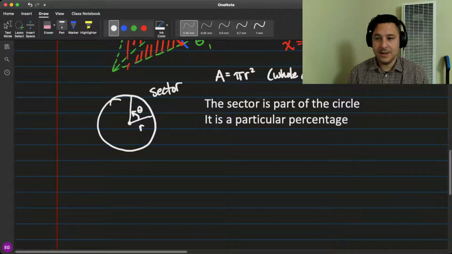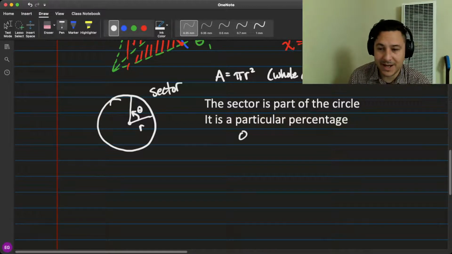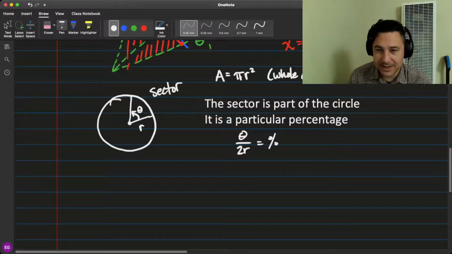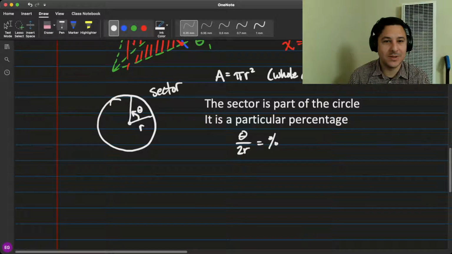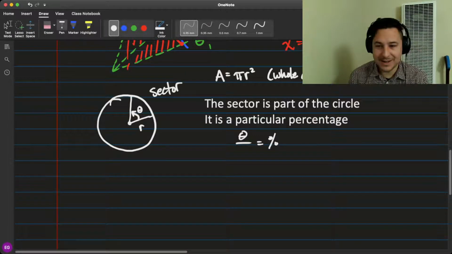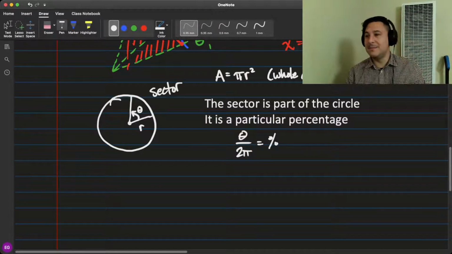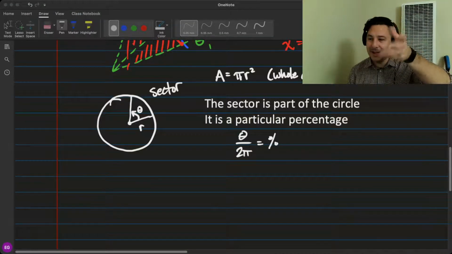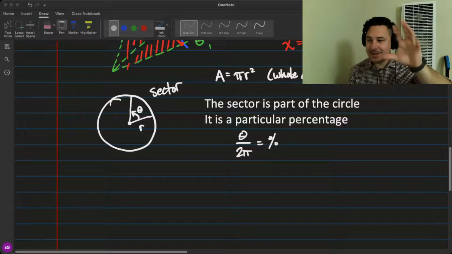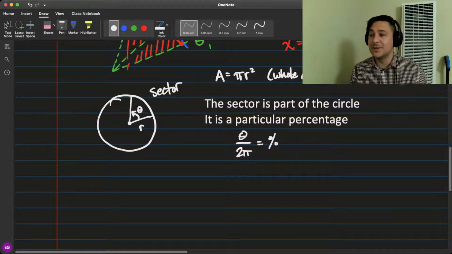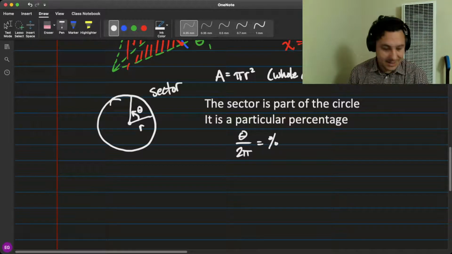And the percentage of the circle is whatever theta over 2 pi is. Does that make sense? The bigger that theta is... oops, that's not 2 pi, that looks like 2r. It's supposed to be 2 pi. But does that make sense? Because 2 pi is the maximum size of the angle you can get in a circle. However, theta divided by 2 pi is like the percentage of the circle that the sector is. So you get this formula.